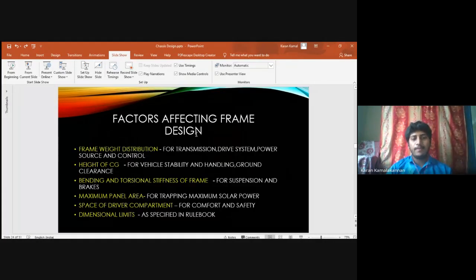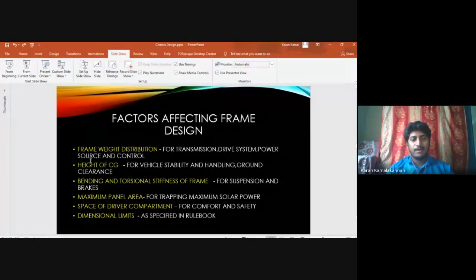Factors affecting the frame design, because certain things will have an effect on it. First is the weight distribution. Like we have the transmission, drive system, power source, and control. For transmission and drive system, the weight distribution is important, like whether we will be loading more on the rear or the front. Based on that, the number of members and the thickness of your frame will vary. If you place more weight on the rear, naturally we will be having more members in the rear, and more strength will be needed at the rear. So that is the thing for weight distribution.